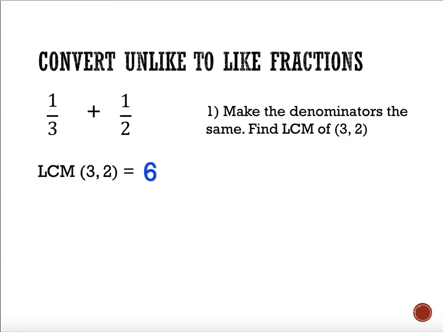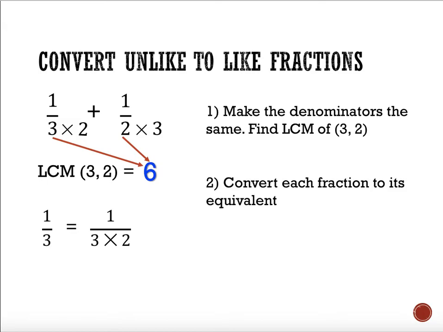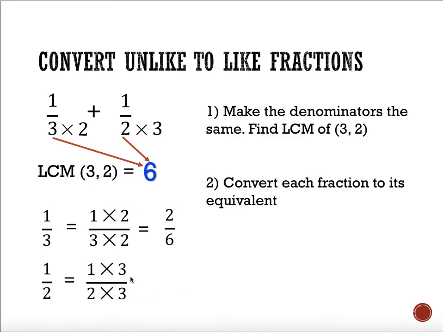Now the LCM of 3 and 2 is 6. So I have to multiply 3 times 2 to get 6 and 2 times 3 to get 6. So I multiply the denominator by 2. But remember, we need an equivalent fraction. We cannot just change the denominator of a fraction. We have to do the same to the numerator as we do with the denominator. So I'm going to multiply the numerator also by 2 and get 2 by 6. Now 1 by 2, I'm going to multiply by 3 because I need a denominator of 6. So I get 3 by 6.